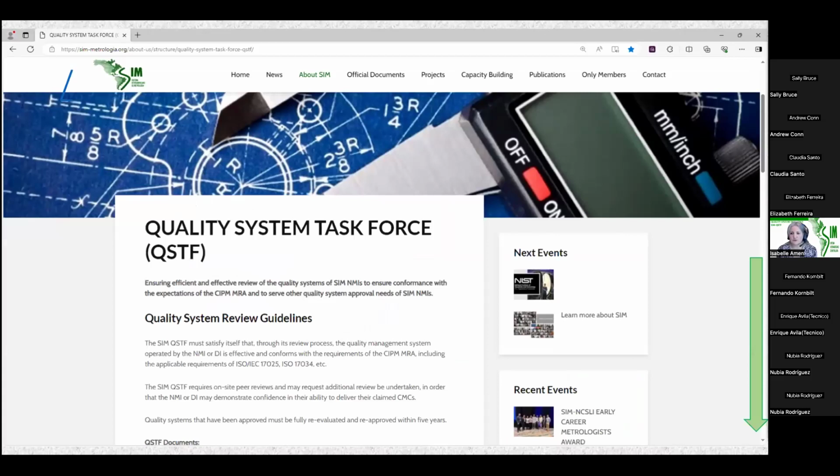This will bring you to the QSTF page. So you scroll down a little bit and you will see this. You will see first a general information about SIM QSTF, and then the documents, then other useful information about QSTF, as well as the SIM QSTF leadership contact information at the very bottom of that page.